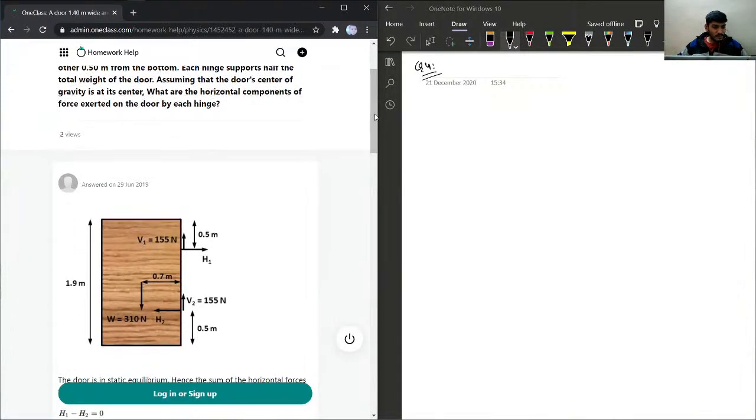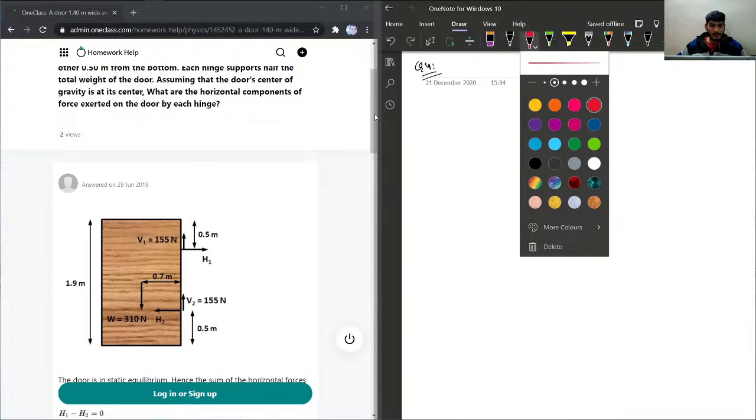So here in the solution we can see the diagram. So the upper hinge is 0.5 meters and the lower hinge is also located at 0.5 meters from the bottom. Weight is given here 310 Newton and we have this arrow pointing in downward direction because weight is in downward direction. This is the total height given, which is 1.9 meters. And so I'll not draw this diagram, but I am going to use this.